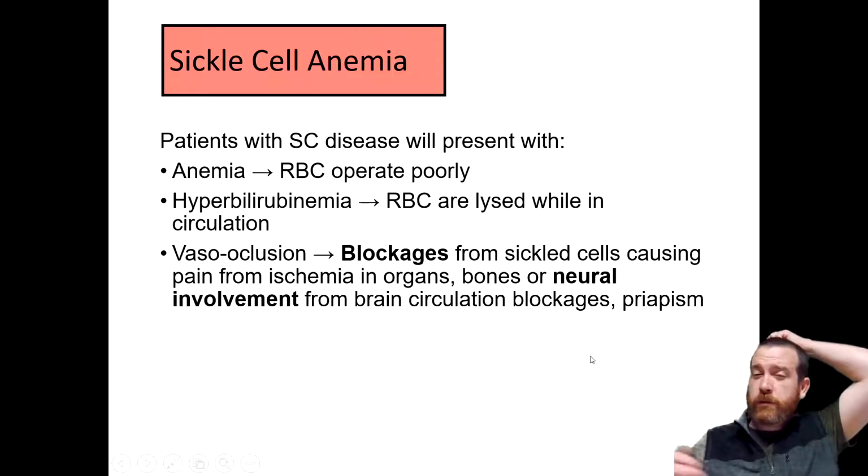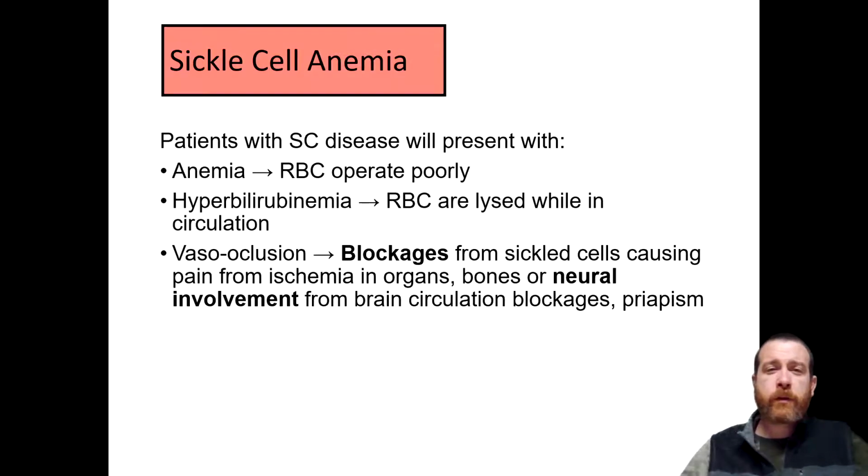And the vaso-occlusion crises are going to cause a lot of problems because they're going to have infarcts occurring in different areas around the body. Wherever they just happen to get gummed up, you're going to see ischemia in the kidneys, in the liver, in the bones, and it becomes a big problem when we're talking about neural involvement, right? Obviously, the brain is not one of these things that we want to allow any tissue to die. This is also why priapism is something that's common in sickle cell anemia patients.